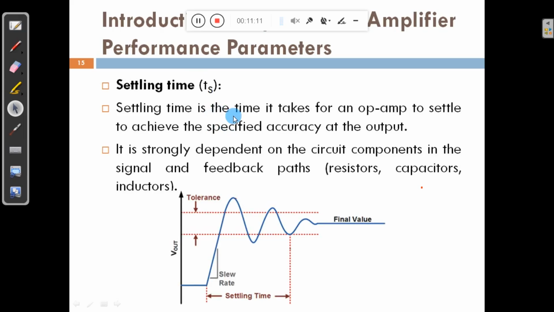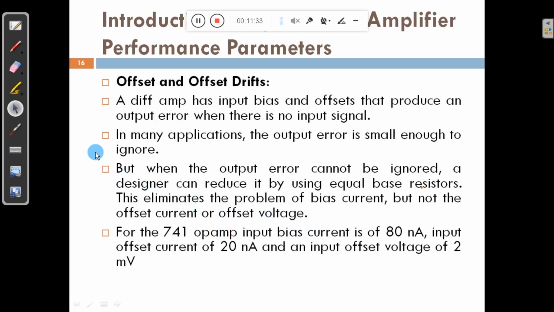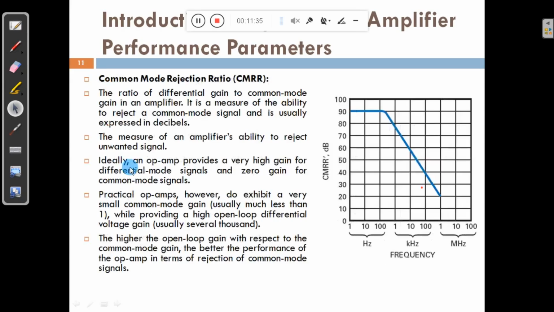So next one is the settling time. Settling time is the time taken by the operational amplifier to settle and achieve the specified accuracy at the output. Suppose when you give an input, the output changes and will take some time to settle to the final value, and the time to settle to the final value within the tolerance band is called the settling time.